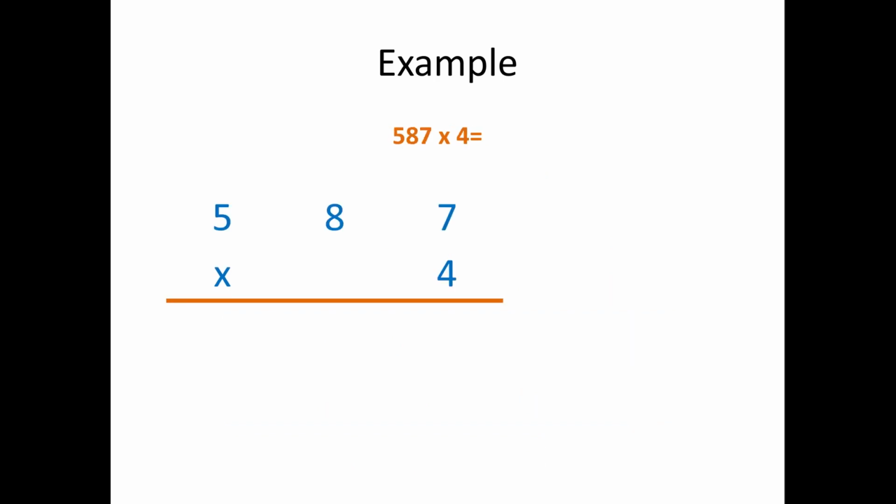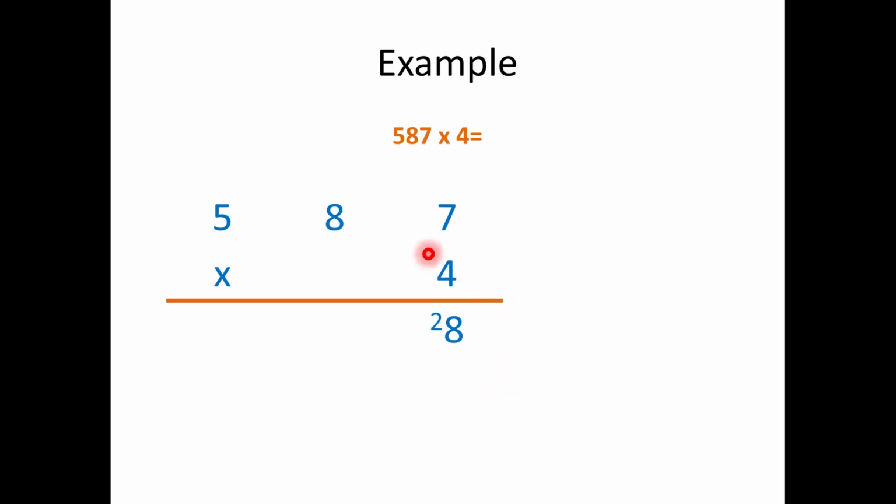Let's look at another example. 587 times 4. 7 times 4 here is 28. So I put down just the units place and I carry the tens place whenever I have more than a units place when I multiply things together.